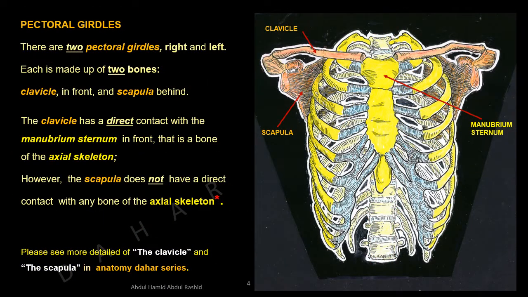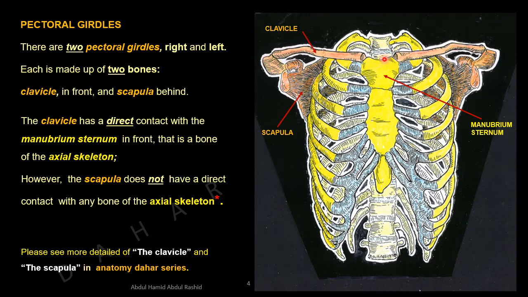Pectoral girdles. Let's see the diagram first. As I have mentioned earlier, yellow colored bones are bones of the axial skeleton. Bones of the girdles are in light orange color. Let's talk about the pectoral girdles.